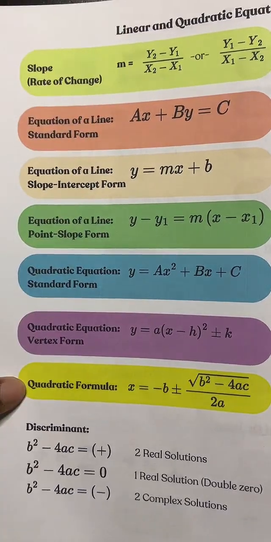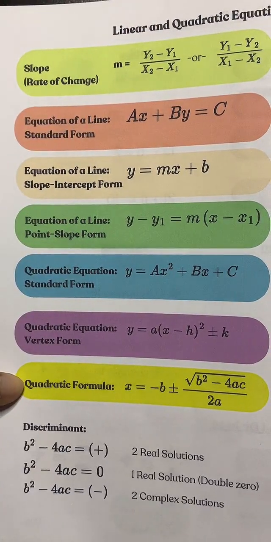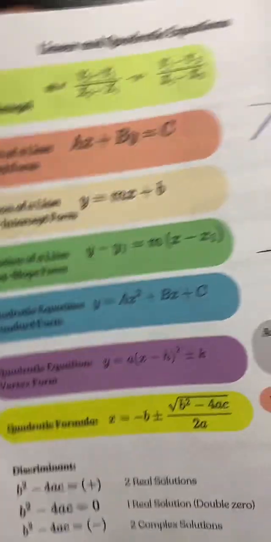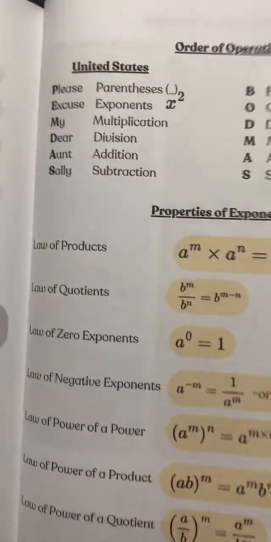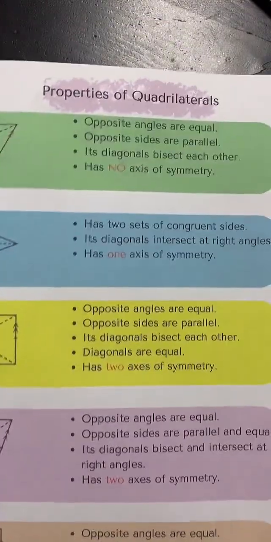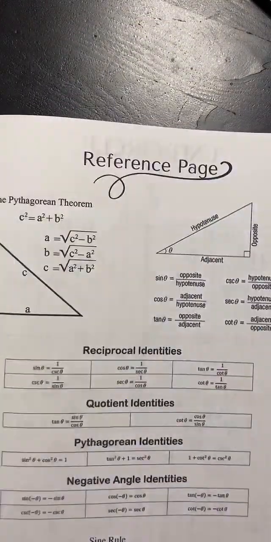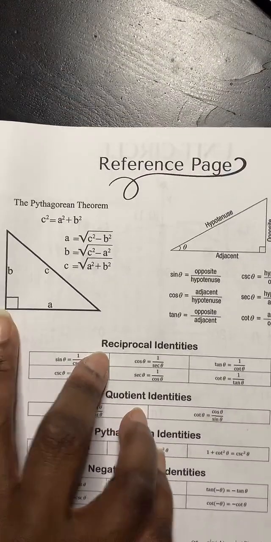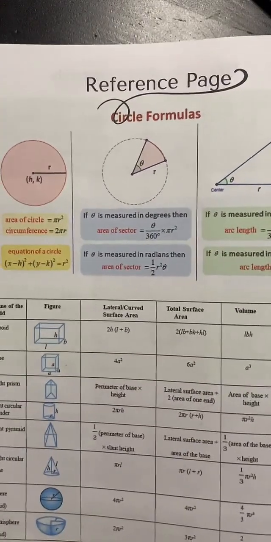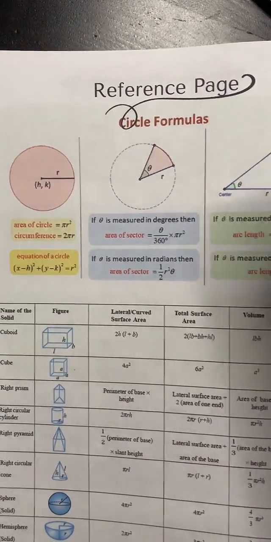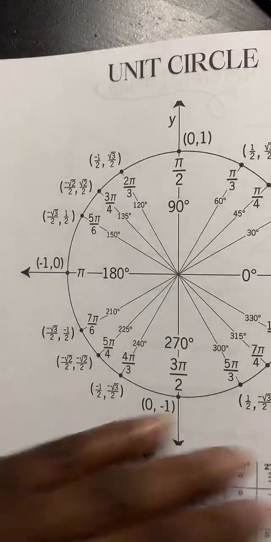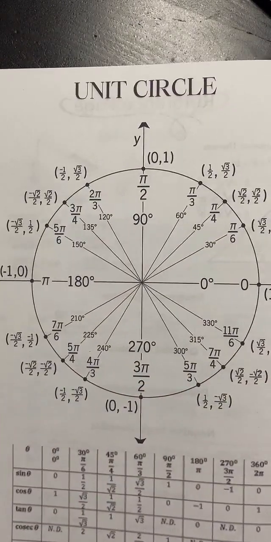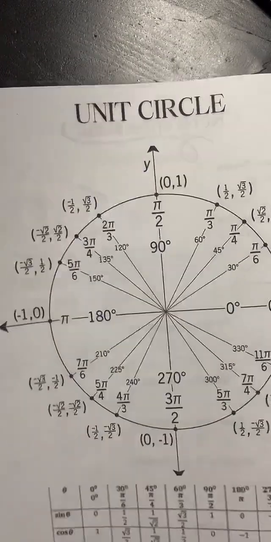A lot of it is when you just know what your A, B, and C are, you just plug them into the formula. That's why I feel like of all the quadratic ones, that's probably the easiest. Properties of quadrilaterals. If you're going into trig, you got your Pythagorean theorem, your SOHCAHTOA, your volume and surface areas, a little bit of geometry, as well as the unit circle. Oh yes, the unit circle.